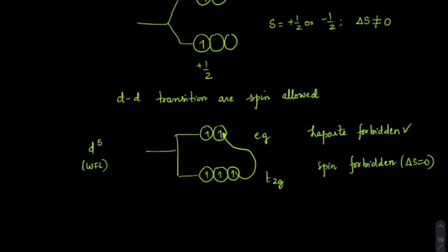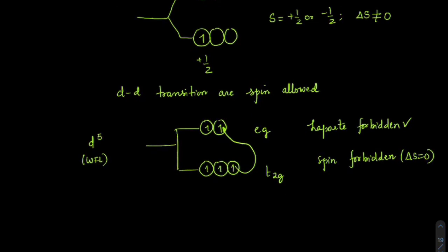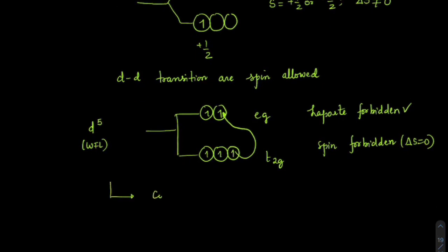Can delta S be 0 for a DD transition? No, because a DD transition will only happen with spin allowed. Hence, despite so many unpaired electrons, this D5 species is colorless. Why? Because it is spin forbidden. Understood? Just being unpaired is not enough, you also have to check whether they can make a transition or not. Here it is pretty clear that it cannot make a transition, so we can say that it is colorless.